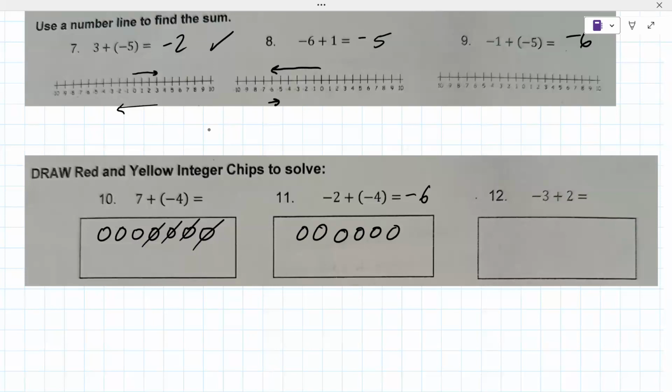And then for negative three, you can say, that's negative three, and then I'm taking two away. Negative six. Next one. Three plus two. There's negative one.